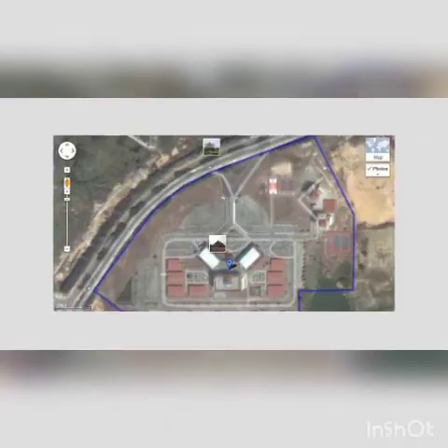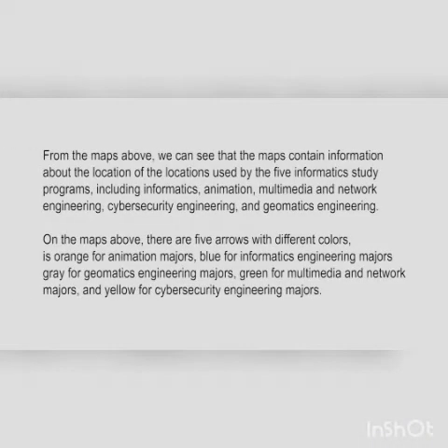Okay, let's explain about Politeknik Negeri Batam. From the map above, we can see the map contains information about the locations used by the student programs, including informatics, animation, multimedia, network engineering, cybersecurity engineering, and geomatics engineering.